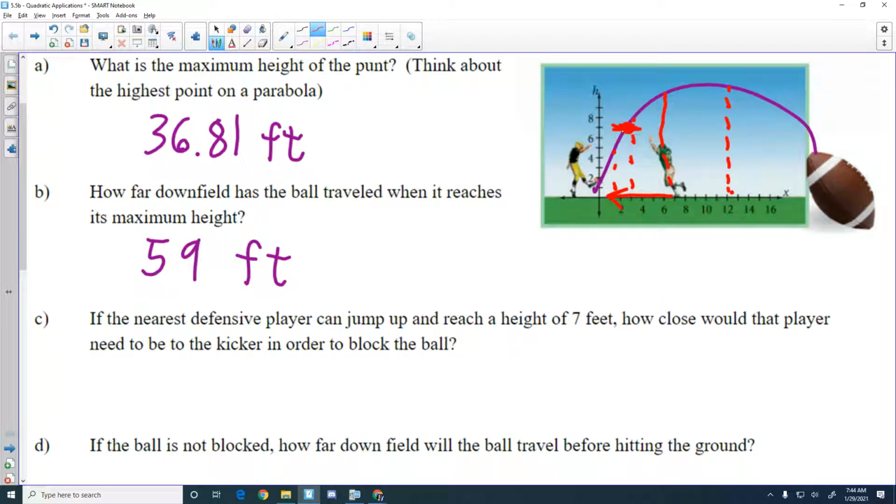So like at this point right here, that's this vertical distance of 7 feet, right? So this is 7 feet high. Then what I want to know is, what would that horizontal distance be? Like, how close to the punter would he have to be when the ball is basically 7 feet in the air? So this is actually going to be a new skill that we didn't actually look at yesterday.